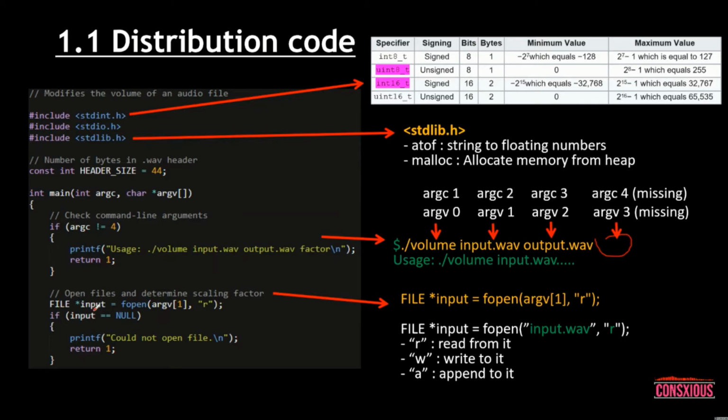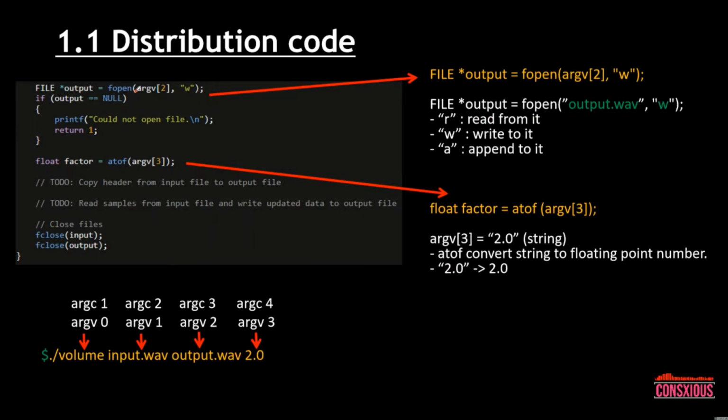Next, we will open the file. Basically we just declare an input pointer and open the file. So argv[1] is basically the input.wav. You can see here there's an r here. R actually means read from. So the simplest explanation is just to open a file from the input.wav. If unable to open, it will just print could not open the file.